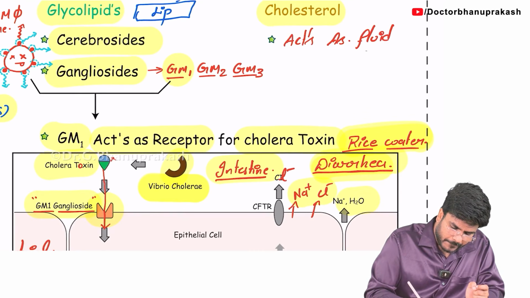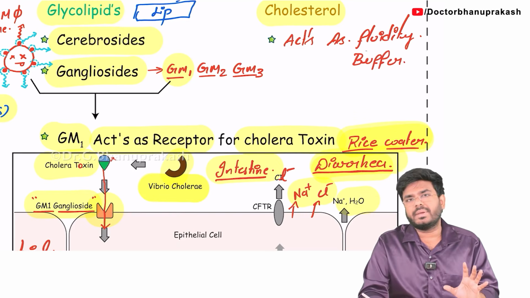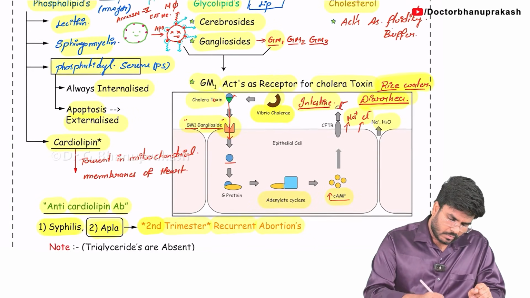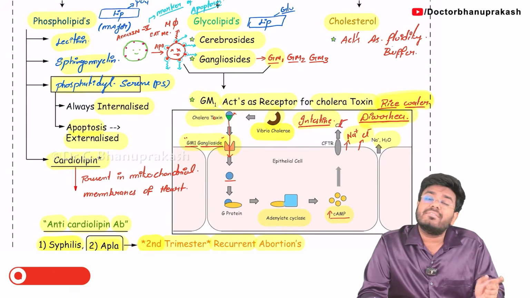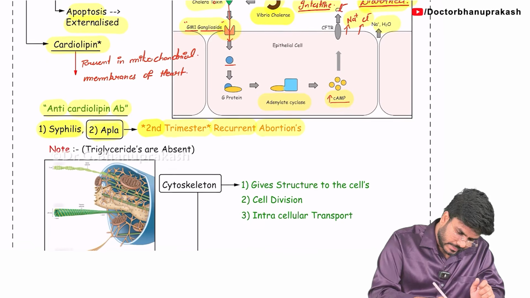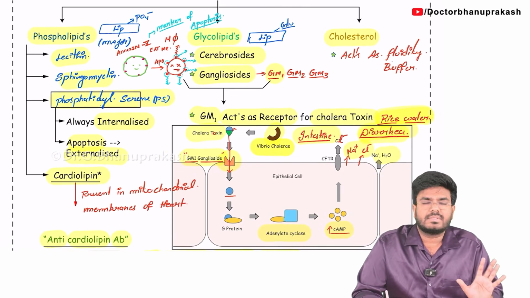So cholesterol acts as a fluidity buffer. It maintains the flexibility of the cell membranes. Now, in our cell membrane there are three types of lipids present. But which type of lipid is never seen in the cell membrane? The answer is triglycerides. Triglycerides are never ever seen in the cell membranes.